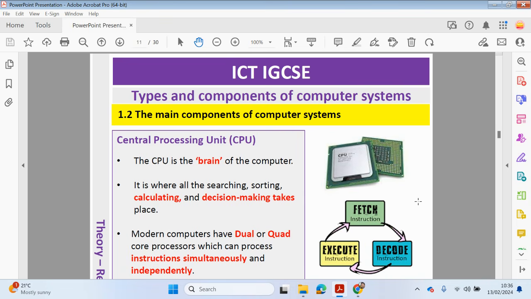So in this video, we will continue looking at chapter 1 from the ICT IGCSE course. We're looking at types and components of a computer system. And we'll now focus on 1.2, looking at the main components of the computer system.